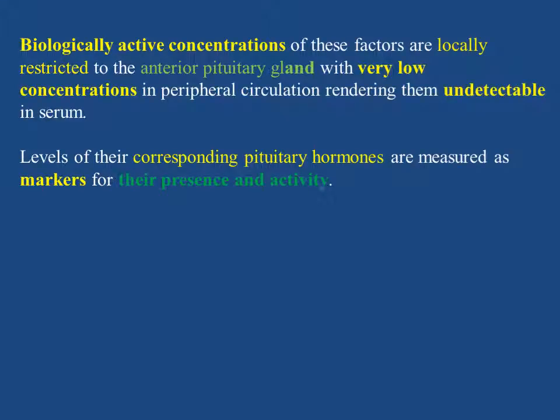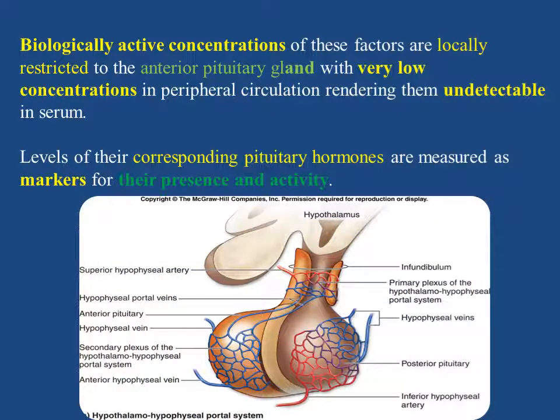The biologically active concentrations of these factors are locally restricted to the anterior pituitary, with very low concentration in the peripheral circulation, so they are undetectable in serum. So how do I know their presence and activity? The level of the corresponding pituitary hormone acts as a marker for their presence.